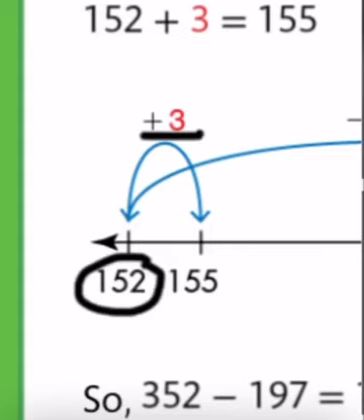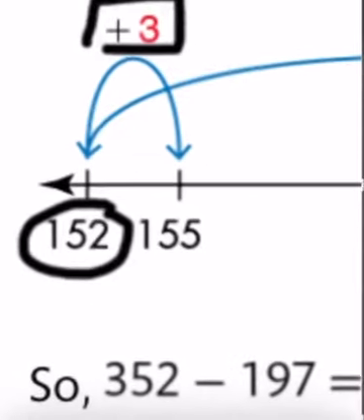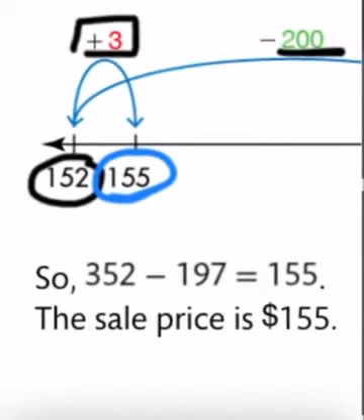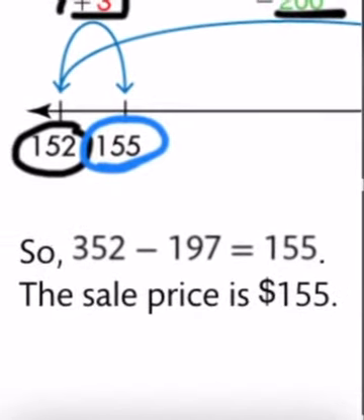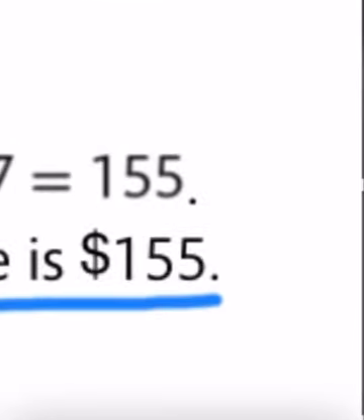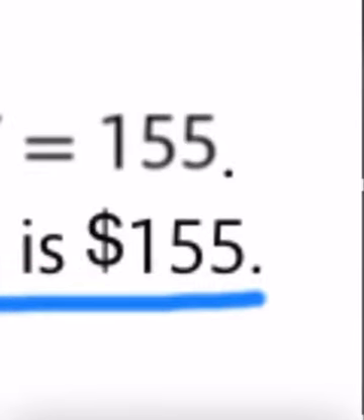Now we do have to add the 3 back on because, again, we went too far. We subtracted 200 just because it's easier. And then we can add the 3 so that we end up only subtracting 197. And so 152 plus 3 is 155. So 352 minus 197 equals 155. That means our sale price is $155. Notice when they write in money, the dollar sign goes before the numbers.